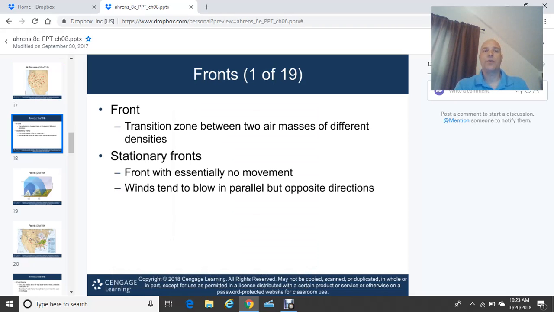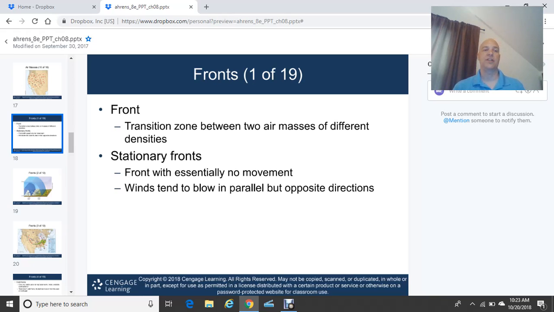So now that we're done with our discussion on air masses, let's move into the discussion on what separates air masses, and that would be fronts. Okay? A front is a transition zone between two air masses of different densities. Now, there are many different types of fronts, and we're going to talk about the characteristics of each as we move forward now.